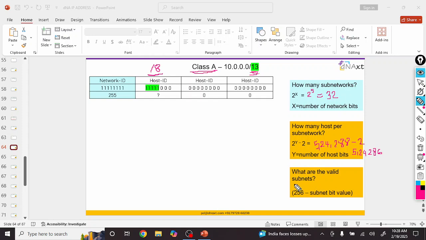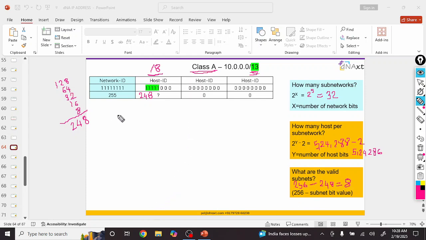What are the valid subnets? 256 minus the subnet bit value. First, let's calculate the subnet bit value. Since we have 5 bits, the first bit value is 128, second is 64, third is 32, fourth is 16, and fifth is 8. That comes out as 248. So the subnet mask is 255.248.0.0. Now when we subtract the subnet bit value from 256, we get an increment of 8.